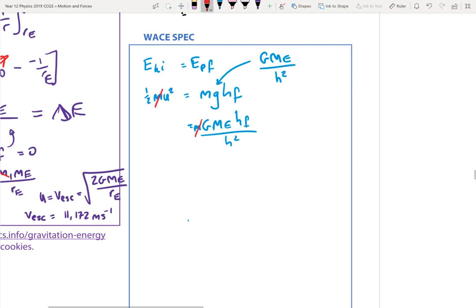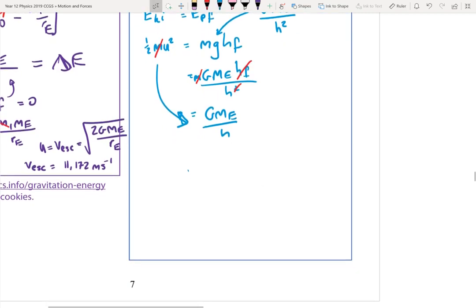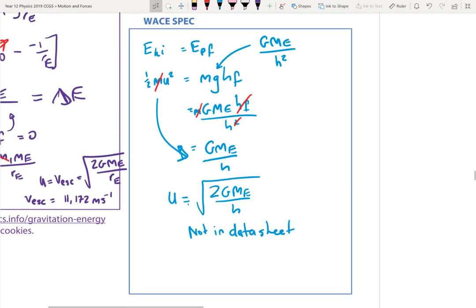Cancel, cancel, cancel, and you get your GME on H. That's equal to that. And so we can still get your u equals square root 2GME on H. It's not in the data sheet, but we can get there. All right? It hasn't appeared recently. It's a little bit tricky.